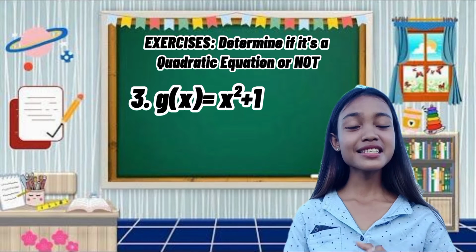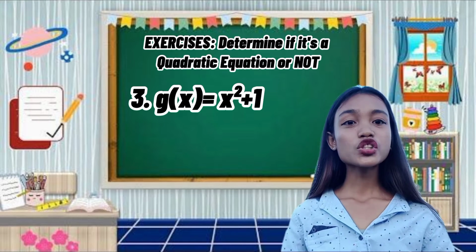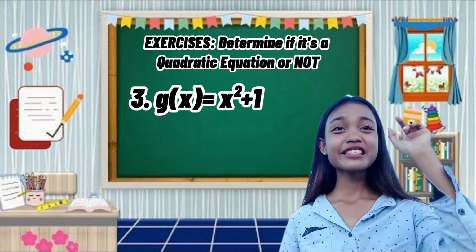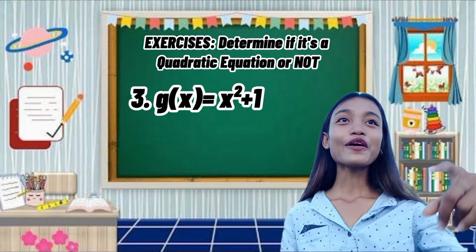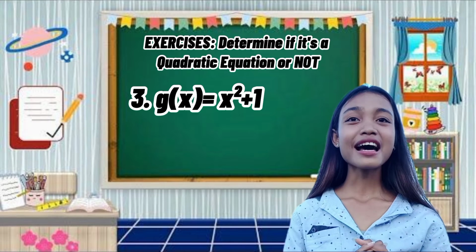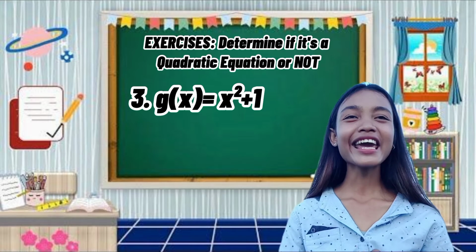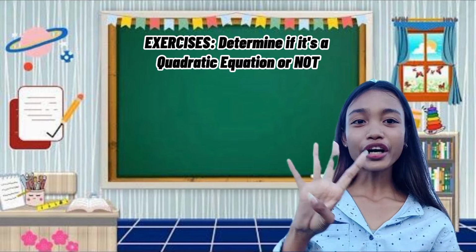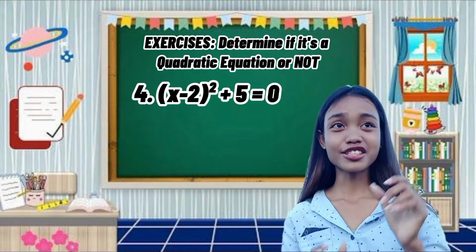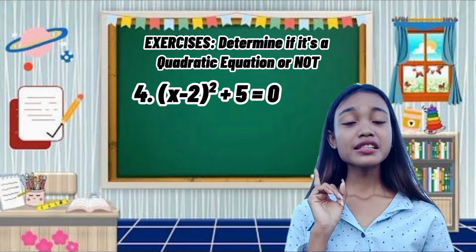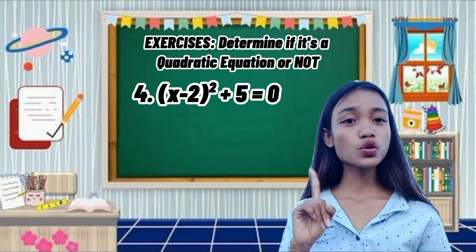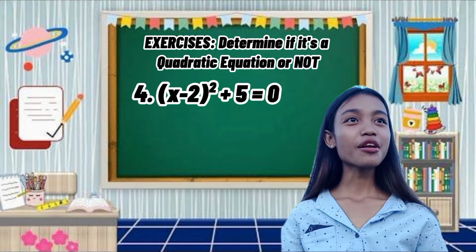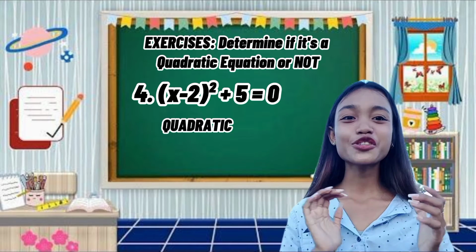Number 3 is g of x equals x squared plus 1. Okay, I want table number 3 to answer. Okay, please answer, Miss Alex. Okay, it is a quadratic equation. Number 4, I want table 4 to answer. The quantity x minus 2 squared plus 5 equals 0. Is it a quadratic equation or not? Okay, it is a quadratic equation.